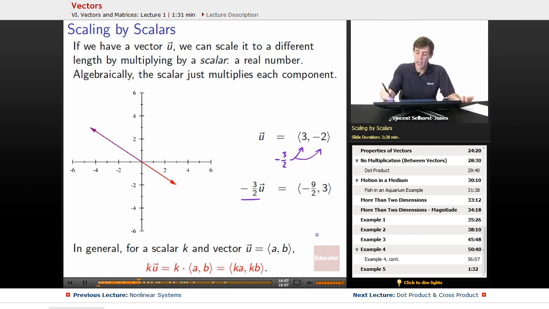In general, for a scalar k, any scalar k, and some vector u that is a, b, k times u, that's the same thing as k times a, b, so that's the same thing as just that k getting distributed to both the a and the b, so it gives us ka, kb.